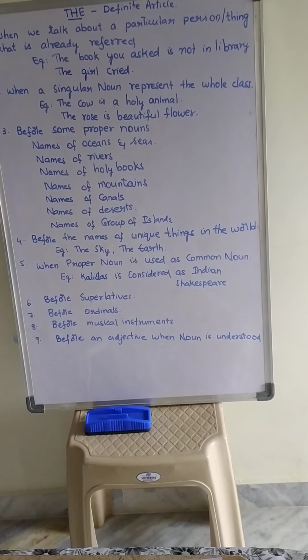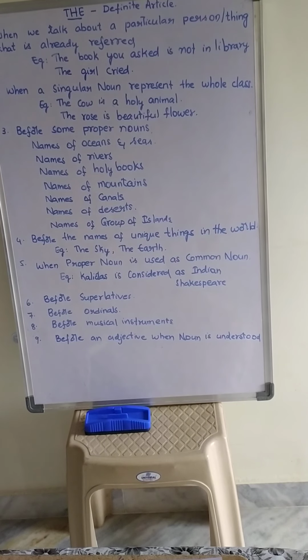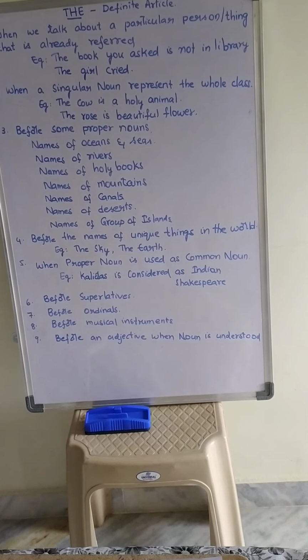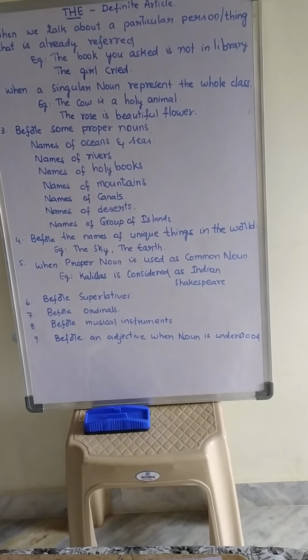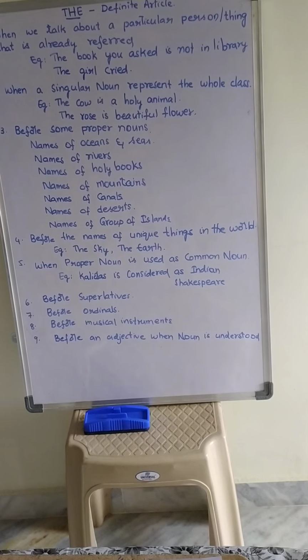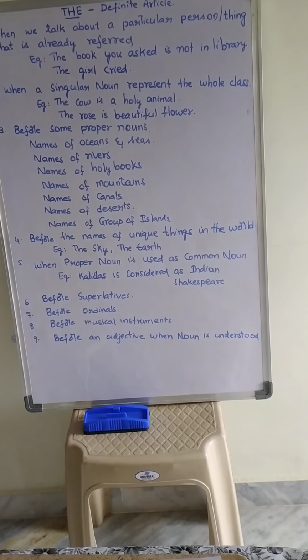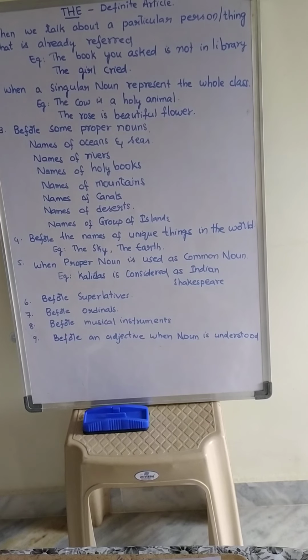So already you know the names of oceans: Pacific Ocean, Indian Ocean. Before that we had to use the. The Pacific Ocean, the Indian Ocean, the Atlantic Ocean, the Arctic Ocean. And before the names of the seas: the Red Sea, the Black Sea, the Caspian Sea, the Arabian Sea. So before the names of the oceans and seas we had to use the definite article the.